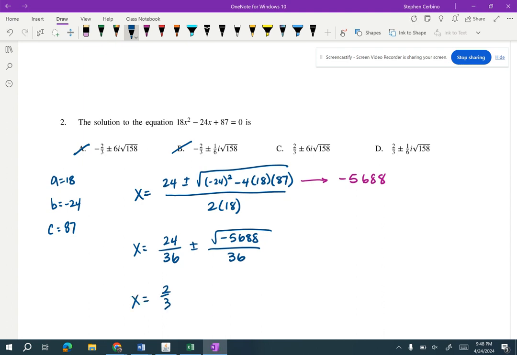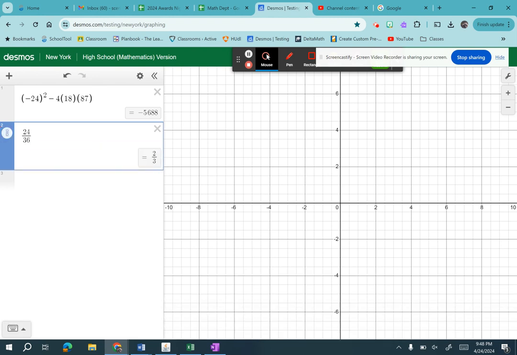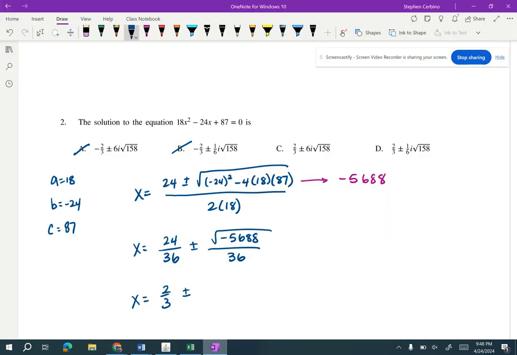If you don't know why it reduces to 2/3, go to your calculator, type it in, 24 divided by 36. It'll give you a decimal. Hit the little fraction button. It tells you 2/3. Now, let's deal with the radical.